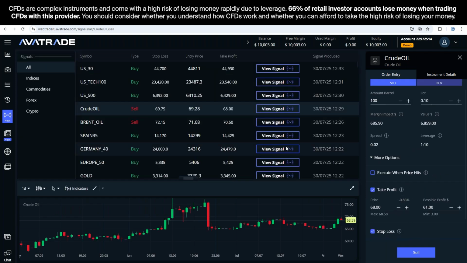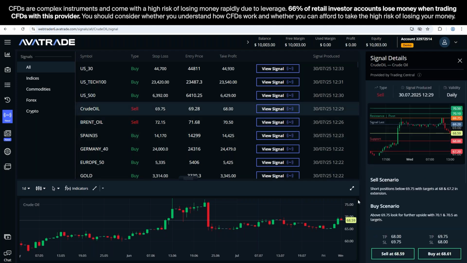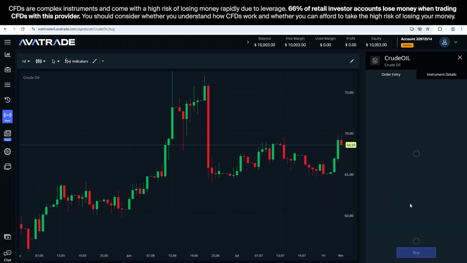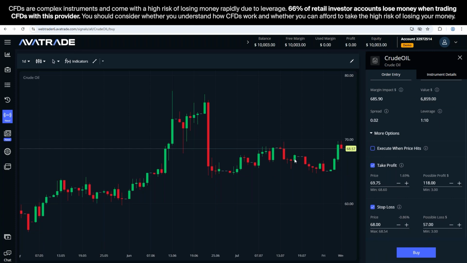Even though I choose the sell scenario, I'm not obligated to take the sell scenario. I could also go with the buy. So if I'll click on View Signal again, this time go with the buy again, we are good to go. That doesn't take any effort, as you saw.